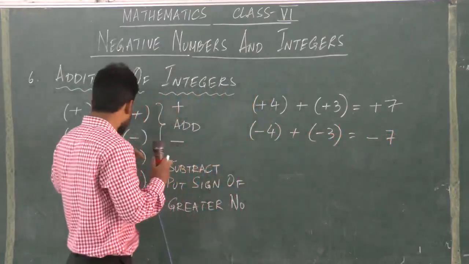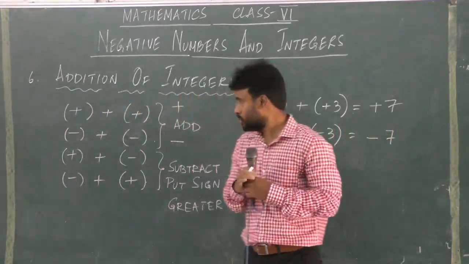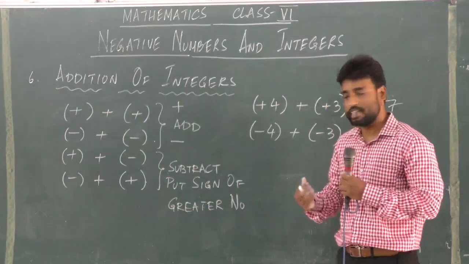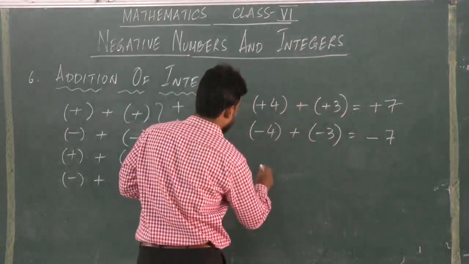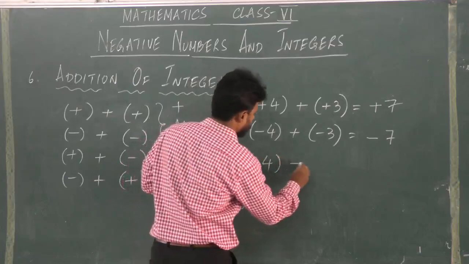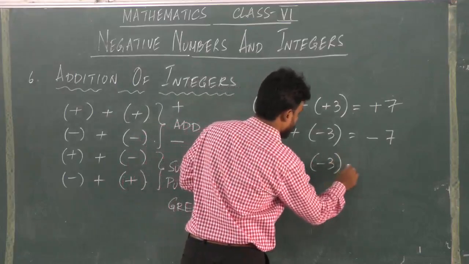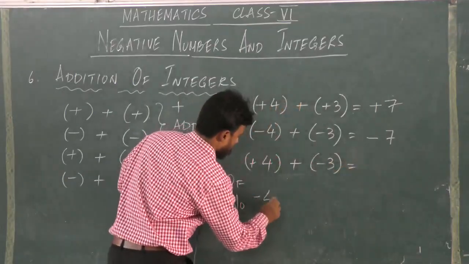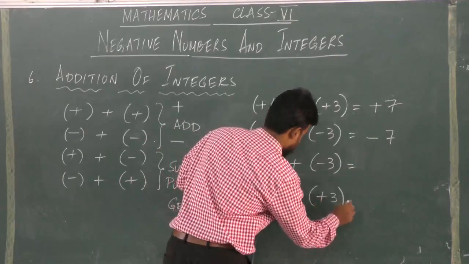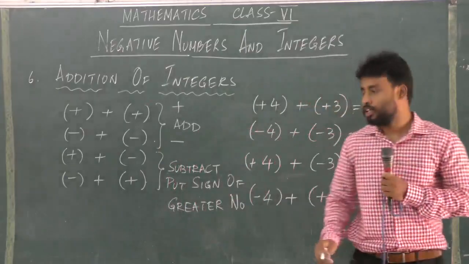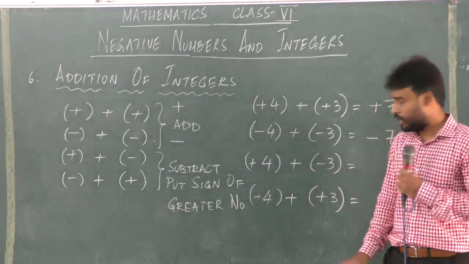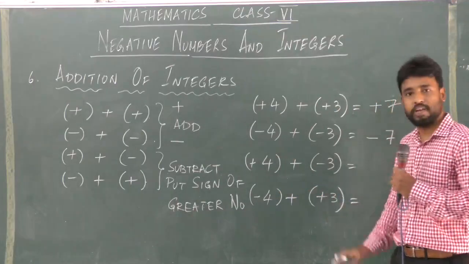Let's come to the next two rules. So when we have different signs, we first subtract. Let us understand this with an example. So here we have plus 4 added to minus 3, and we have minus 4 added to plus 3.